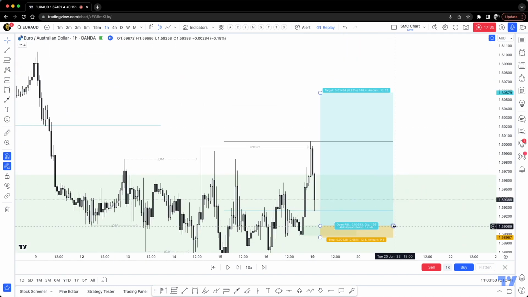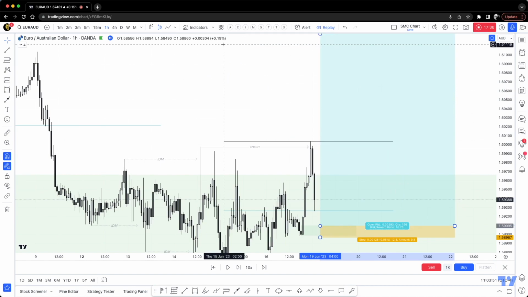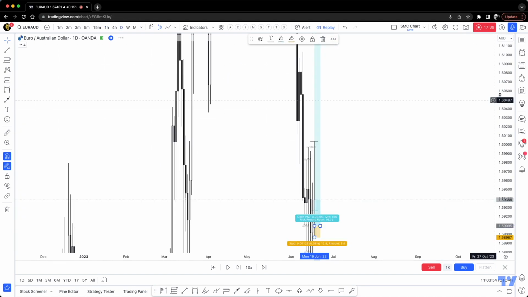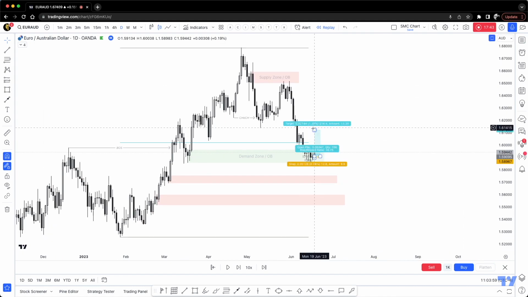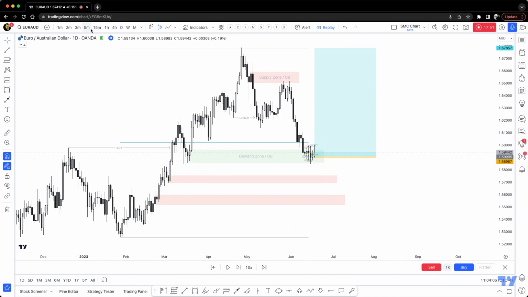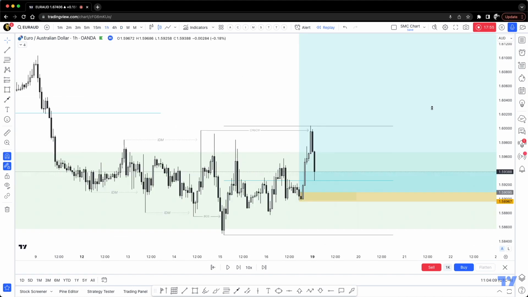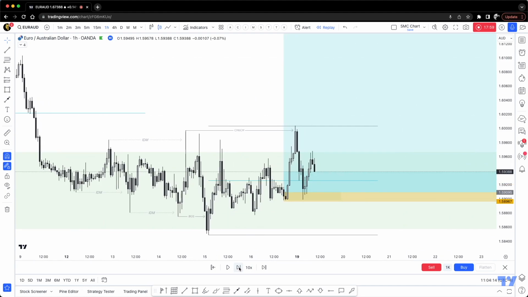Or because we already know that I'm on the daily time frame, you could aim your target all the way to the daily zone, which is this one. That's the highest point right there. Okay. So let's go back to the 1 hour and see what's actually going to happen.